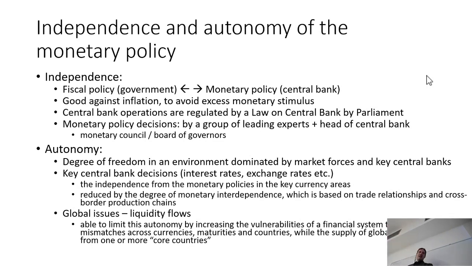So at the end of the day, the concept of independence was created. So that's why usually the head of the central bank and the monetary council has a longer mandate than the parliament. Also, they are mixing the different expiry dates, maturity of their mandates. So in this case, they cannot have the same expiration date like the government or voting cycles.